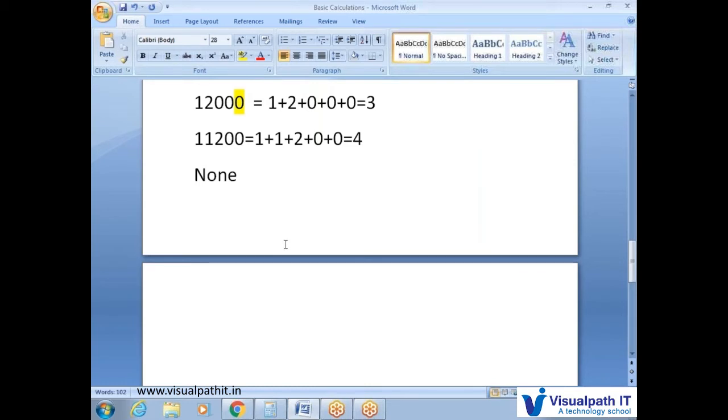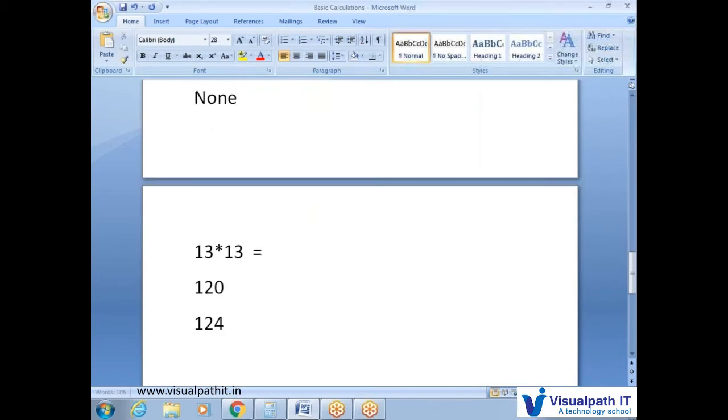For example, one more question, 13 into 13. You all know the value of 13 into 13. What is the value? 169. Clear? So find the value of 13 into 13. Option A is 120, option B is 124, and one more option, 169. So how to solve?